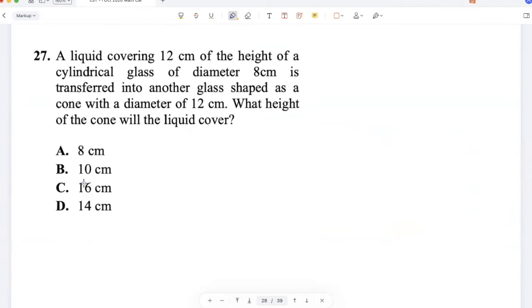Okay, a liquid covering 12 centimeters of the height of a cylindrical glass of diameter 8 is transferred into another glass shaped as a cone with a diameter of 12 centimeters. What height of the cone will the liquid cover? Okay, so what is the volume in the cylindrical thing? Pi r squared h. So pi, radius is 4. So 4 squared into 12, right? And what is the volume of the cone?